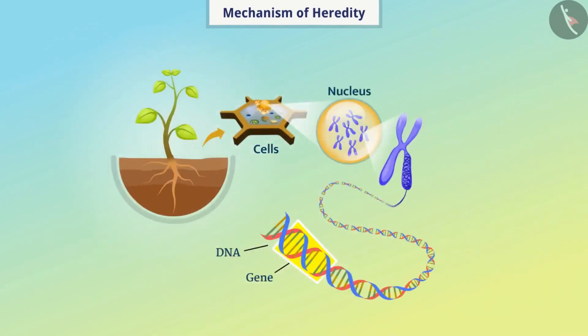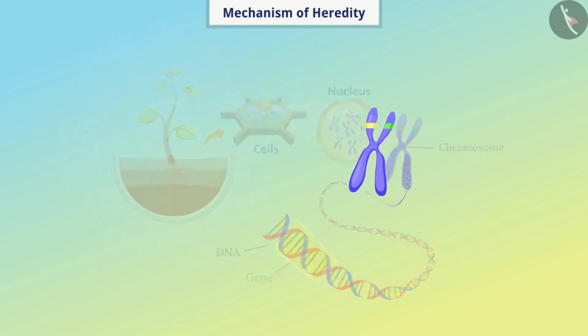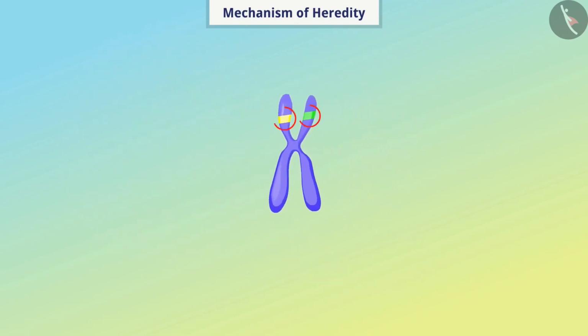In the cell, DNA forms some thin long thread-like structures called chromosomes. As the gene is a specific part of DNA, therefore, it is also a specific part of the chromosome. Chromosomes are kept very close to each other in the cells so as to form a nucleus. A gene may have different variants that control different traits.